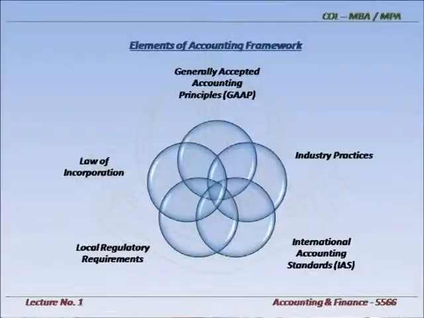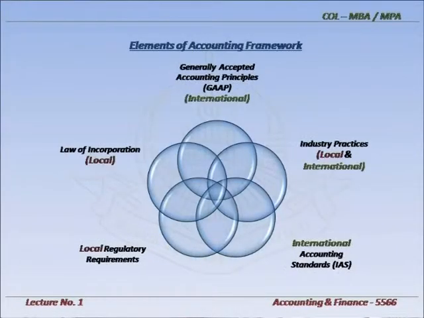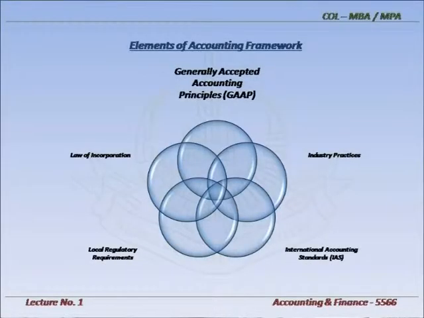The accounting practices and principles of a business can be a combination of all these elements depending on the legal status and nature of business of an organization. The accounting framework consists of local as well as international elements. However, if there is any clash of the accounting practices and principles between the local requirements and international requirements, the local will supersede and prevail, and the organization shall follow the local requirements in its accounting practices. Our focus will remain on the GAAP, as our course contents are mostly related to it.